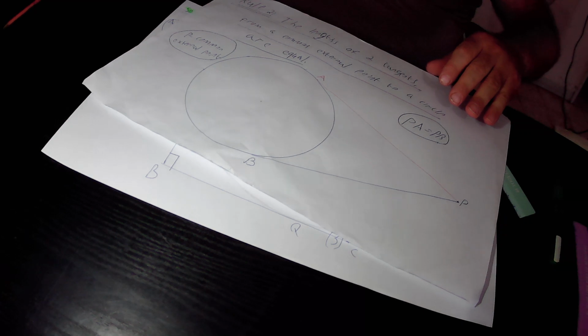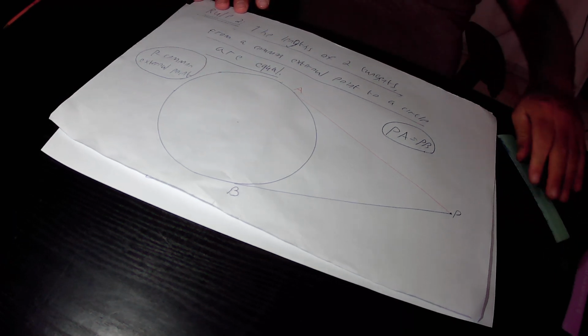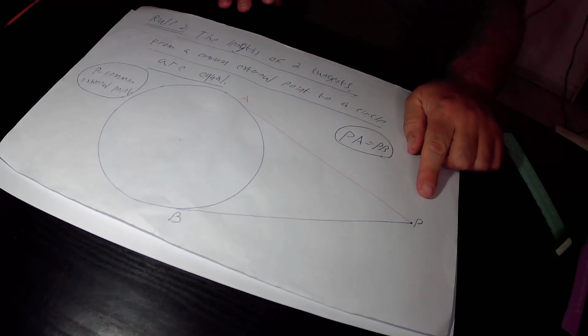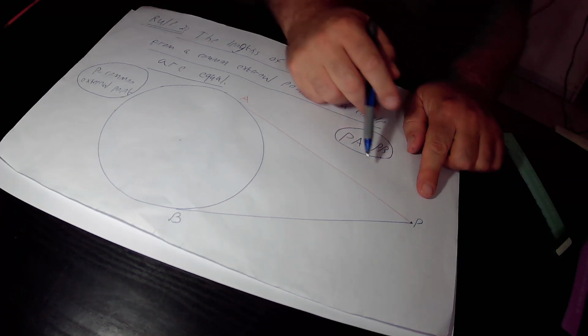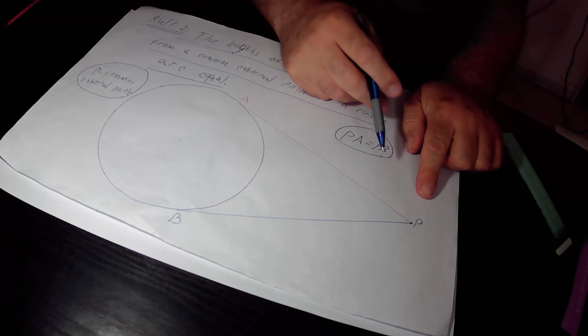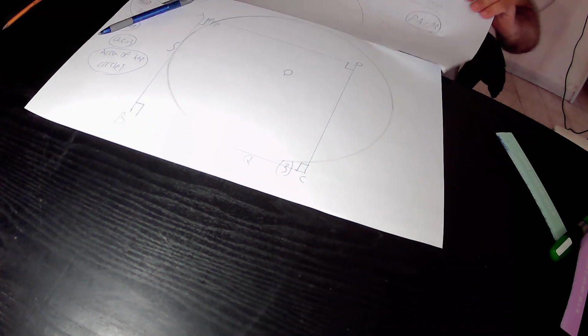According to rule 2, the lengths of 2 tangents from a common external point to a circle are equal. So, in the drawing, we have a circle, and this is the common external point P. From this common external point P, we have 2 tangents to this circle, tangent PA and tangent PB. According to rule 2, they are equal to each other. That is to say, PA equals PB. So we can actually implement rule 2 in our drawing.